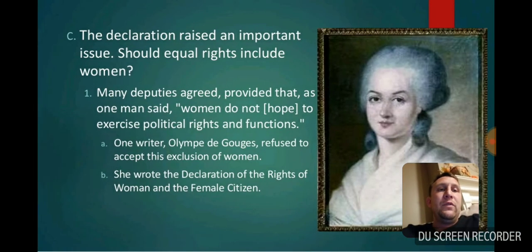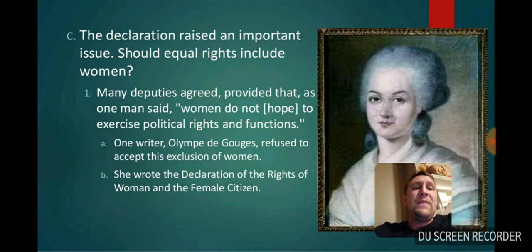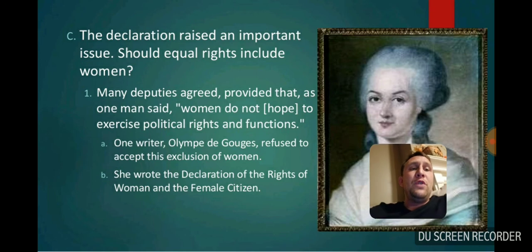One woman in particular will be this one right here, Olympia de Gouges. She will ask, does this include women? And it may surprise you that the men said, yes, it actually does include women, but women are not expected to use these rights in public, which is sort of a slap in the face. So Olympia de Gouges refuses to accept that idea, and she will issue her own declaration.